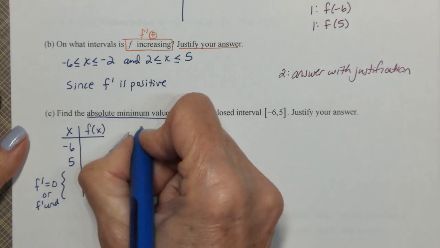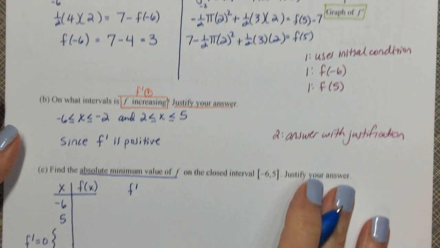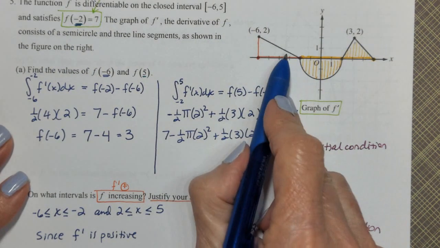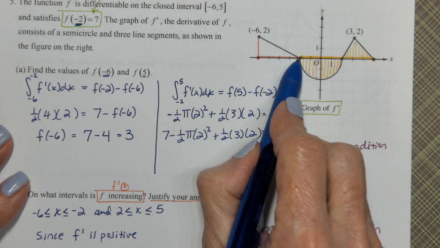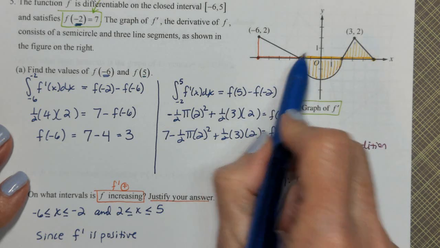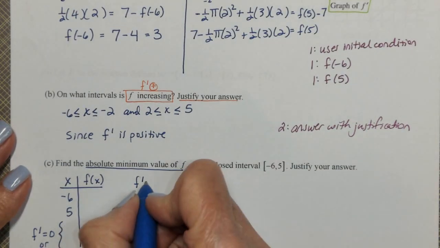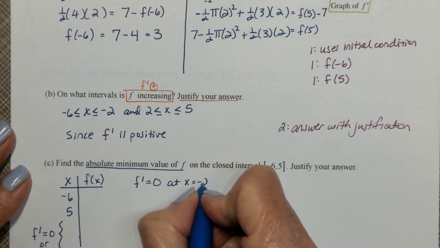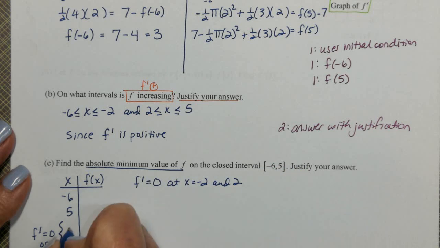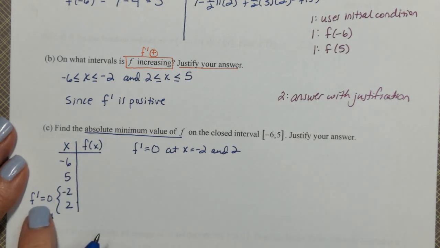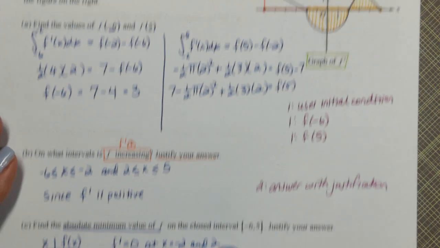Okay, so I need to come over here and examine f prime, the graph of f prime. Well, the graph is 0 at -2 and 2, right? -2 and 2. F prime is 0 at x equals -2 and 2. Okay? Now, I will say this. -2 and 2 do both make f prime 0.